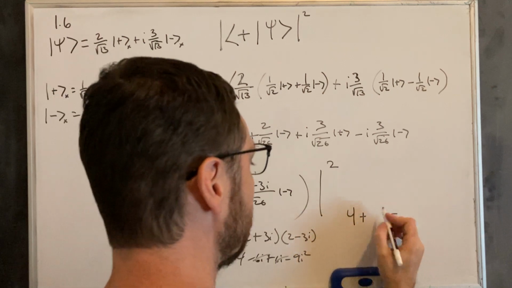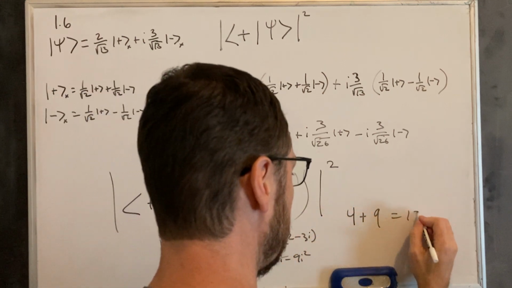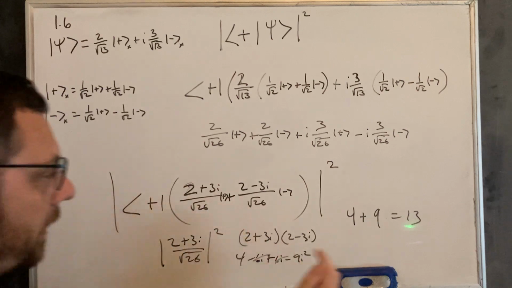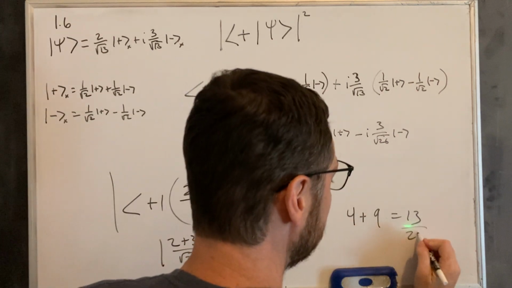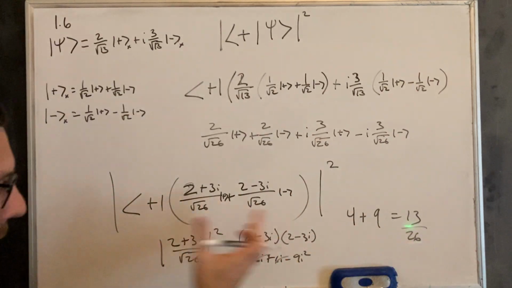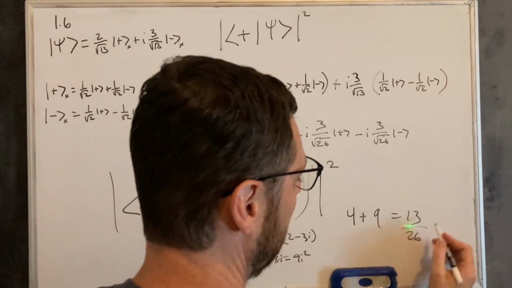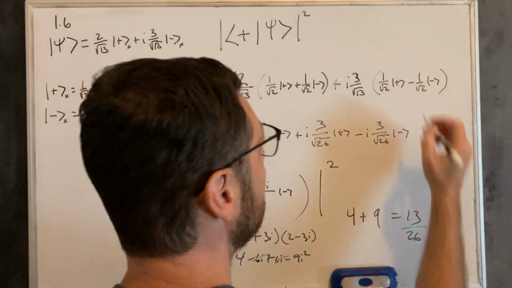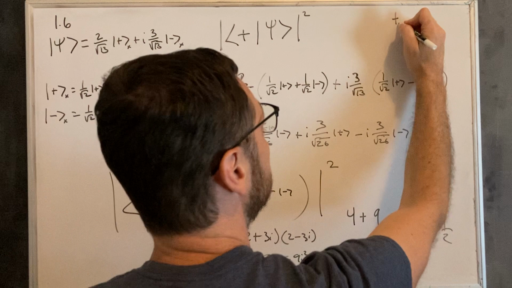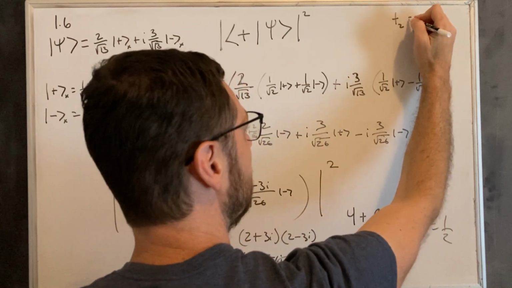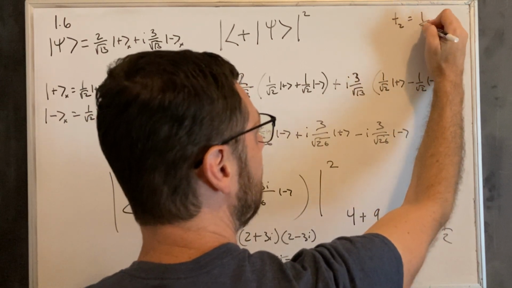I'm getting ahead of myself. 4 plus 9 equals 13, and that was our numerator. Our denominator is still going to be 26. Root 26 times root 26 is going to be 26. And this is equal to 1/2. So our up in the z direction is going to be 1/2.